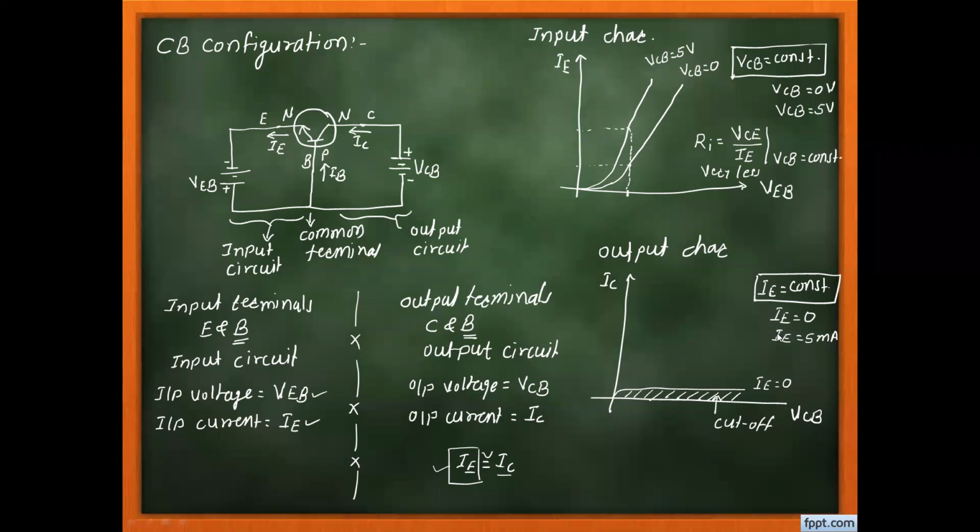And now if I consider another constant value for the emitter current, now it becomes 5 milliampere.